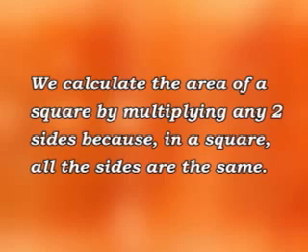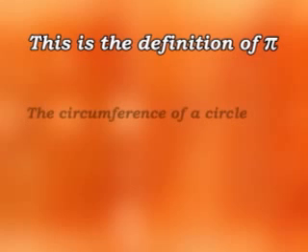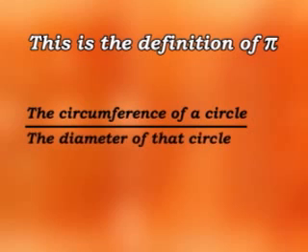Now, when we want to work with circles, it's a little different. We use something called pi, and pi looks like this. The definition of pi is the circumference of a circle over the diameter of that circle equals pi. So the circumference divided by the diameter of the same circle equals pi.